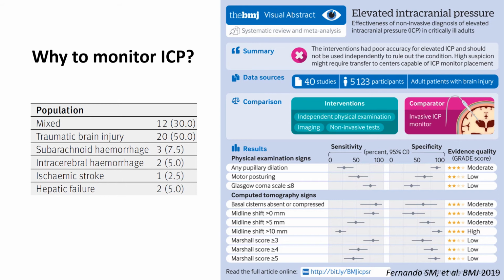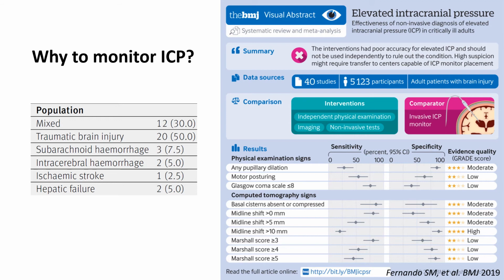So opponents of ICP monitoring say, why monitor ICP when we can see clinical signs and CT scan findings? This is one of the best systematic reviews. I would recommend all of you to go through it. It is available in the British Medical Journal, and this is the graphical abstract of that review. They included a mixed population like traumatic brain injury, SAH, ICH, stroke, and hepatic failure, where ICP monitoring was done and compared with the clinical and imaging signs.